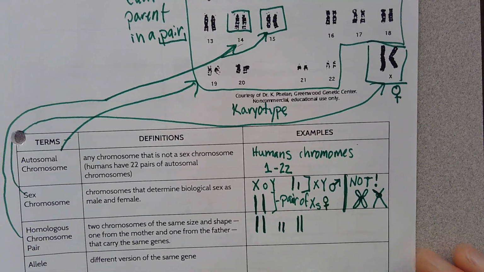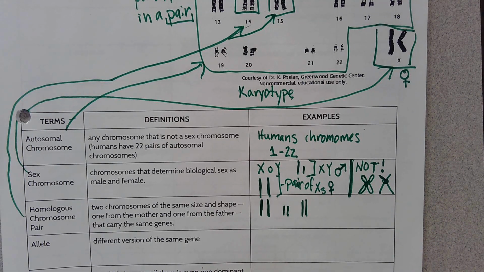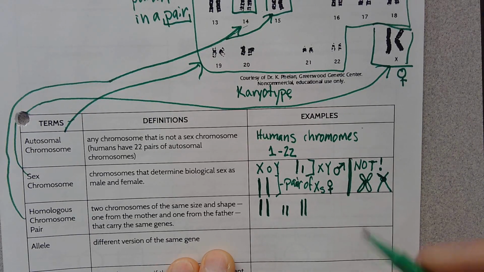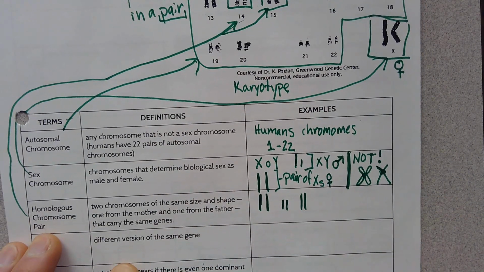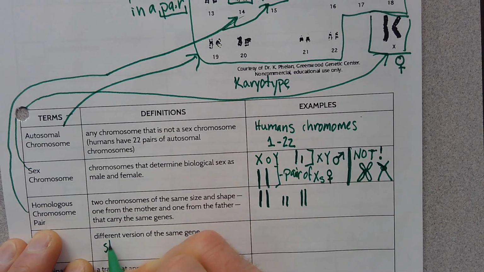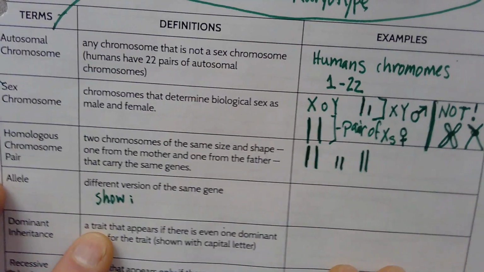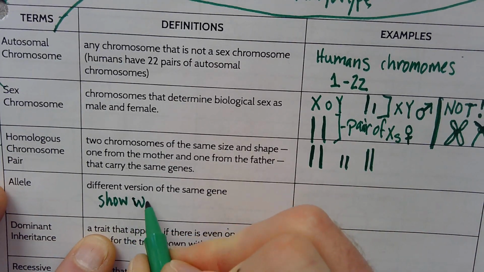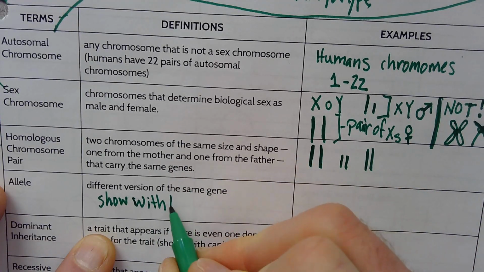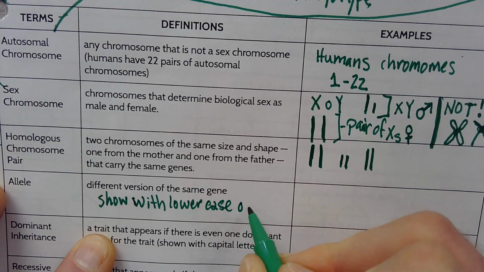So thank you. Okay, allele is the thing that we talked about a lot yesterday. All right. So for example, the things that we talked about is that it's the different version of the same gene. This is what we show with the lowercase or capital.